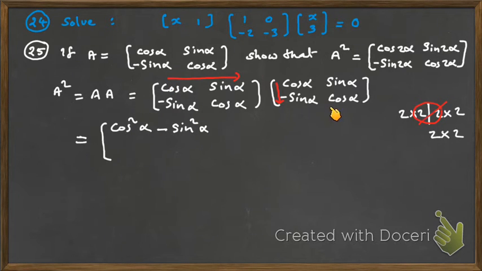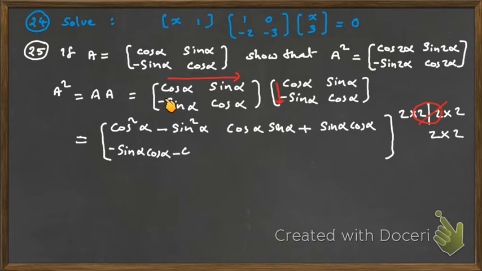Now first row goes with the second column. Cos alpha into sin alpha, cos alpha sin alpha, plus sin alpha into cos alpha, again sin alpha cos alpha. So the first row goes with the second column: cos alpha into sin alpha plus sin alpha into cos alpha.